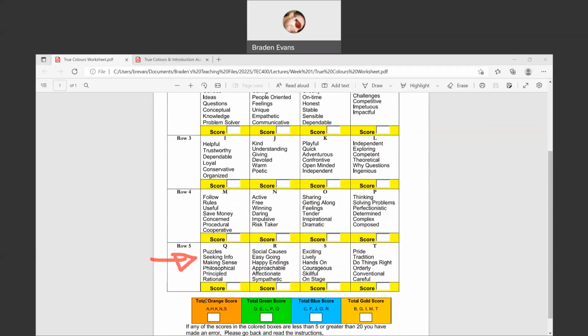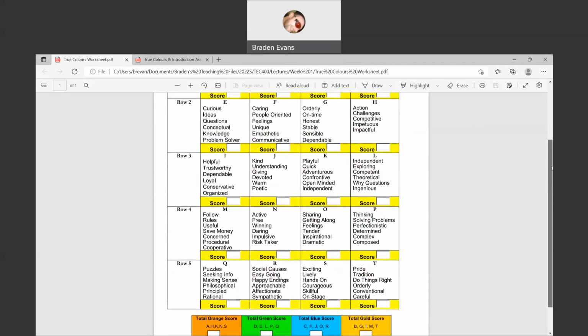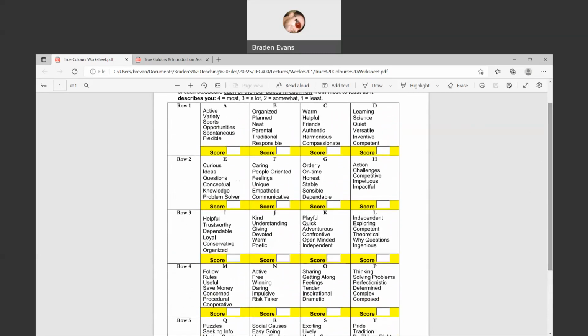So to get your score for the orange color, you're going to add the score from box A. Where's box A? Let's see here. A, H, K, and S. So here we go. A, whatever score you had here. H, your score here. K, oops, what did I do? N, sorry. And then S down here.